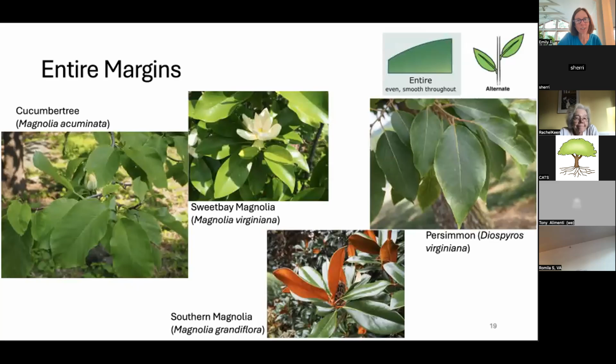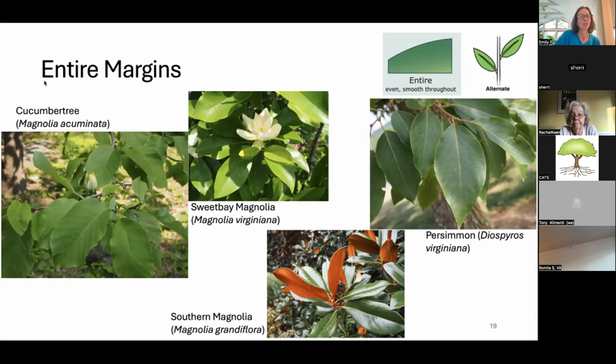Okay, so in every slide, I'm going to have in the corner here what type of margin and what type of branching pattern. And I'm going to try to have all of the entires together that are alternate, then all the entires that are opposite, then any entire that has a compound leaf that's alternate, and then any entire that has a compound leaf that's opposite. So that's the way we're going to go through this. And we're going to go through that same way with every type of margin that we looked at earlier.